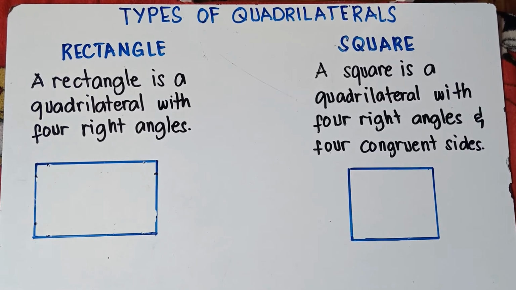Alright, so let's proceed now to rectangle and square. Basic definition class of rectangle and square. A rectangle is a quadrilateral with 4 right angles. So once again class, a rectangle is a special type of parallelogram.